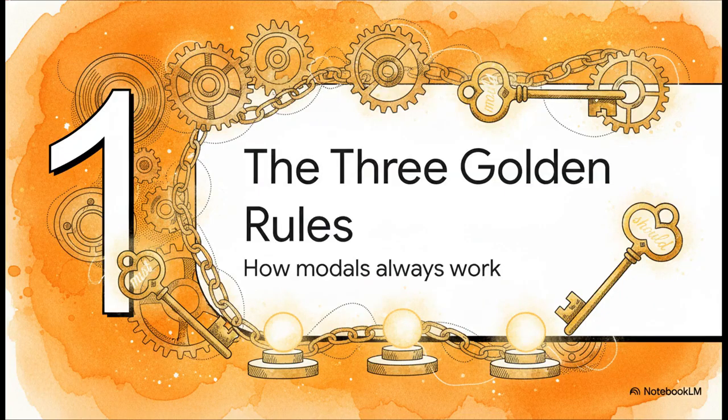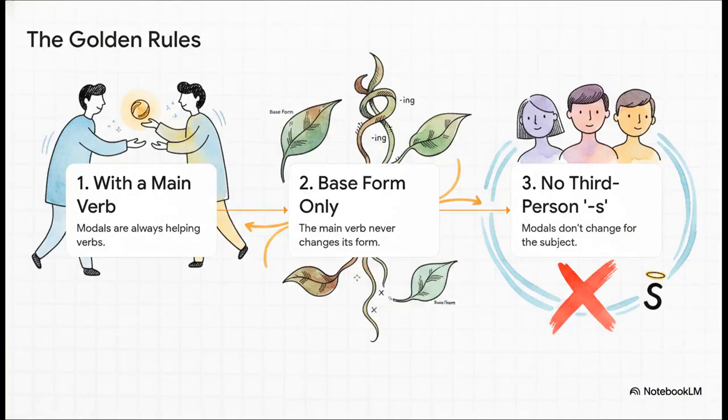Now, here's the best part. You ready for this? All of these super-powered little words follow three very simple, totally unbreakable rules. Once you get these down, you've pretty much cracked the code on modals. All right, here we go. Rule number 1, they always have to have a main verb with them. Always. Rule 2, that main verb has to be in its simplest, most basic form. No ing, no ed, none of that.